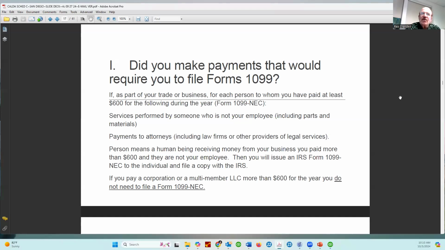Person, that means a human being received money from your business, that you paid more than $600, and they're not your employee. Then you have to issue an IRS Form 1099-NEC, give a copy to the IRS and a copy to the individual. If you pay corporations or multi-member LLCs more than $600 for the year, you do not need to file an IRS Form 1099-NEC for those types of separate legal entities.